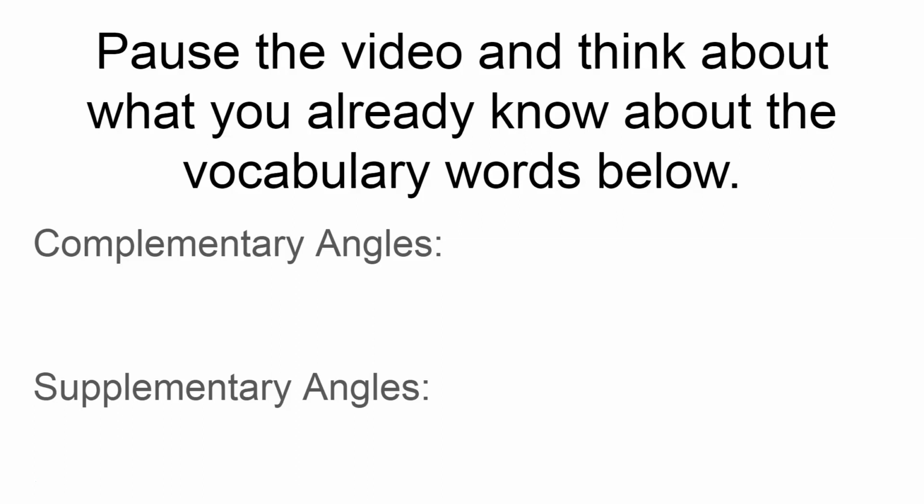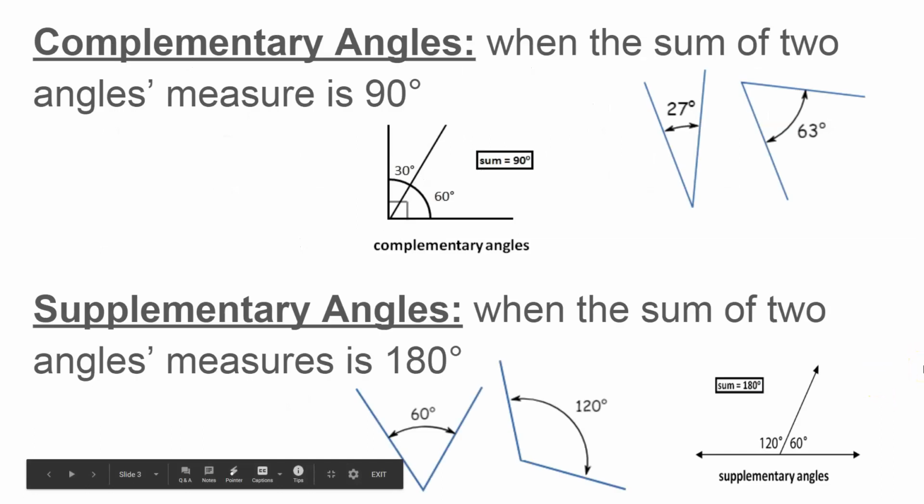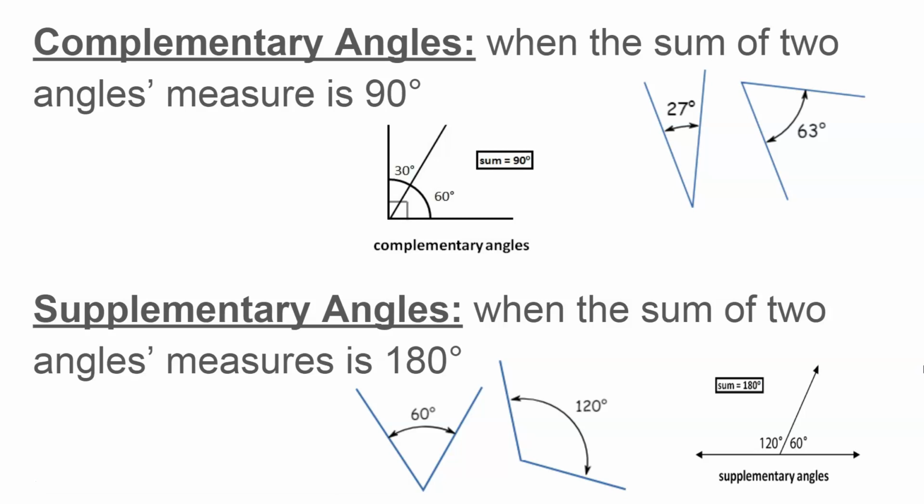I'm assuming that you've paused the video and thought about some different definitions for these words. So now in your notes, I would like you to write in these two definitions. Complementary angles are when the sum of the two angles measure is 90 degrees. So if you look at these different examples, this angle here is 60 degrees and this one is 30 degrees. And when you add them together, they equal 90, which means the sum is equal to 90. That's complementary. Over here, you have 27 degrees and 63 degrees. If you add them together, that will equal 90, which means they are complementary.